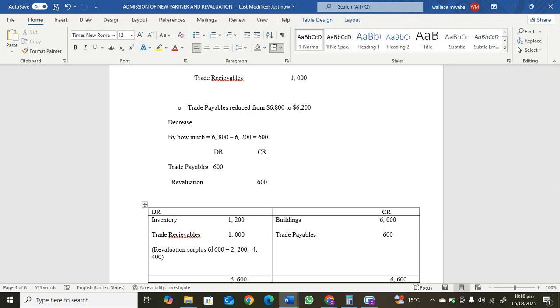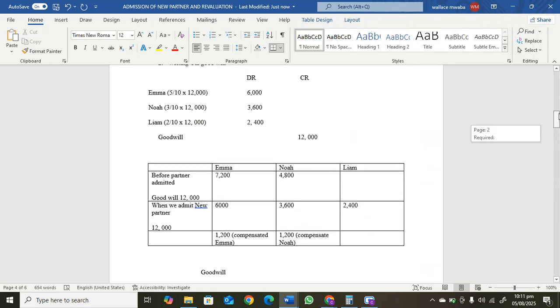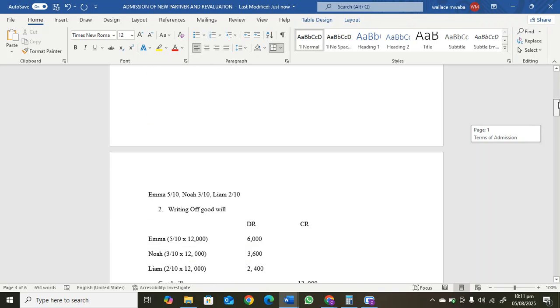Once you've got the revaluation surplus, that surplus is only going to be shared to the old partners. The new partner is not going to enjoy any of this, and you're going to share this revaluation surplus with the old profit sharing ratios. So Emma, her old profit sharing ratio before Liam came in was, I think, 3 over 5.